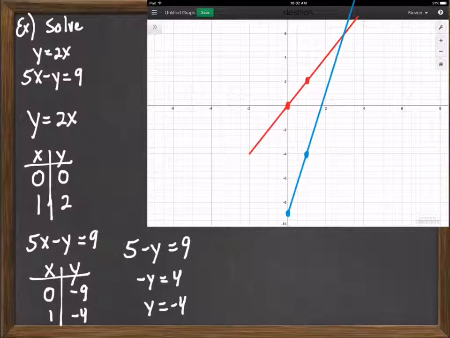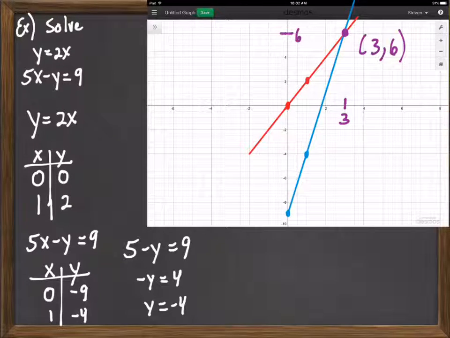And then what I'm looking for is, where do they cross? Well, they cross at that point. And what are the coordinates of that point? Well, the x coordinate is 3. The y coordinate is 6. And so we have the point 3, 6 as our solution.